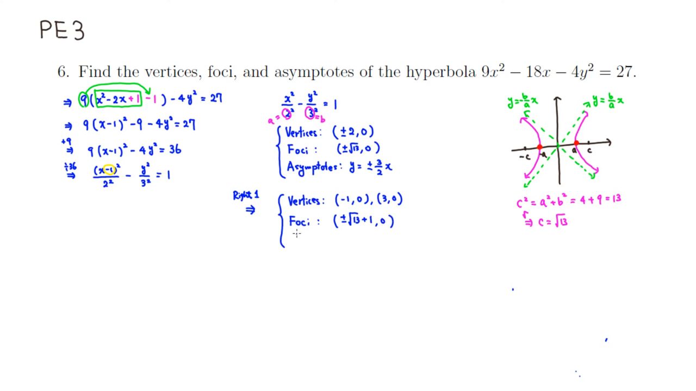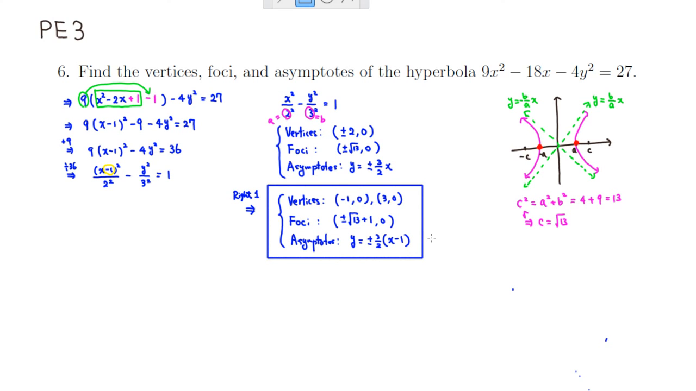Then the asymptotes. We just have to shift these as well. So it's y equals plus or minus 3 over 2, but we would have to do x minus 1, which shifts to the right 1 unit. So these are the vertices, foci, and asymptotes of the given hyperbola. That's it. I hope that this was clear.